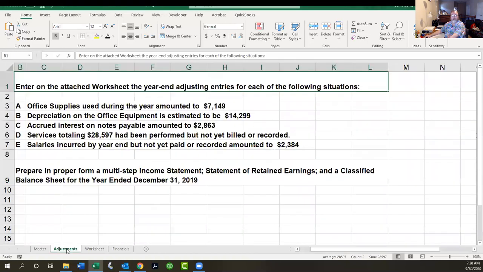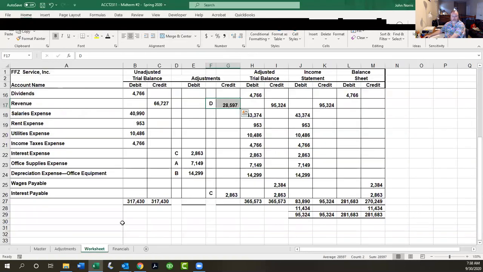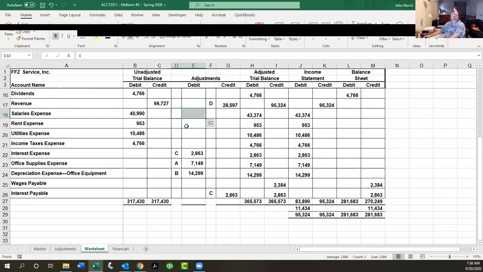And then lastly, salaries incurred by year end but not yet paid or recorded amounted to $2,384. So this is going to be salaries expense. This is an accrued expense, and wages payable.